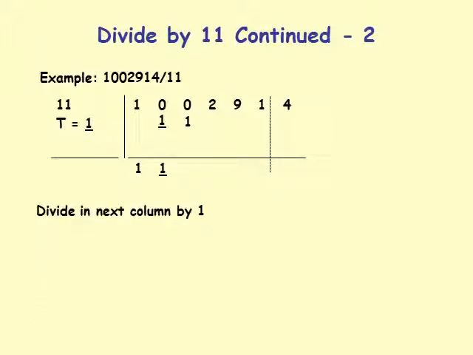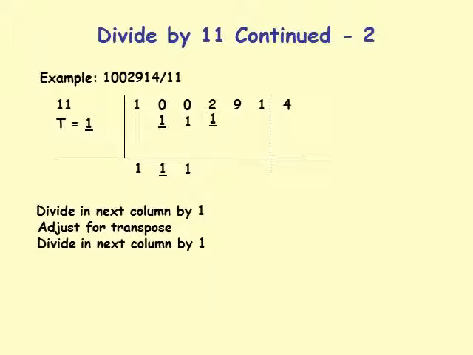Let's continue here. Now we divide the next column by 1. So this is 1 here. We divide that column by 1, so we get a 1 here. Now we have to make an adjustment because of this transpose of surplus and this quotient digit. So we got a 1 here, and 1 times minus 1 is minus 1, and we divide the next column by 1. 2 minus 1 is 1. So we get a 1 here as a quotient digit.